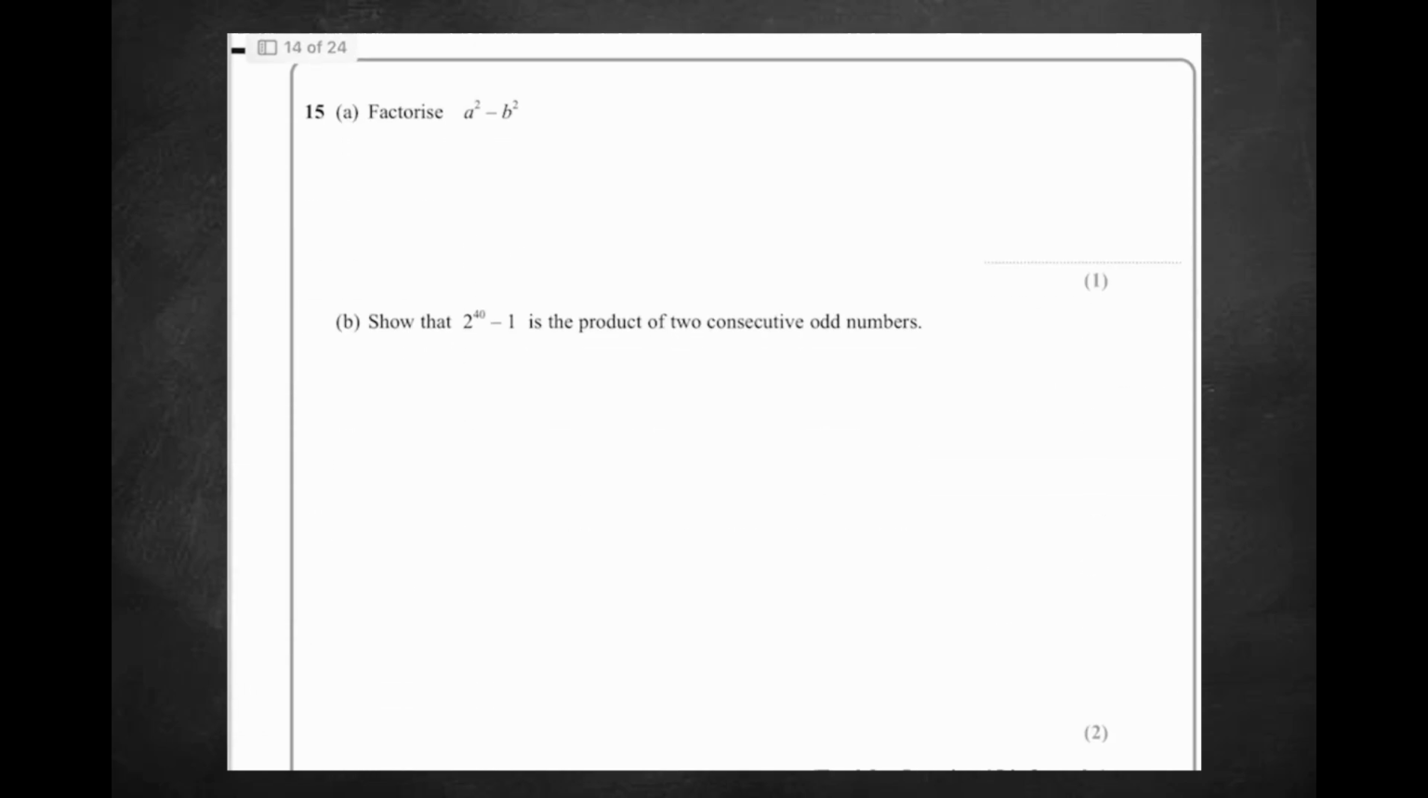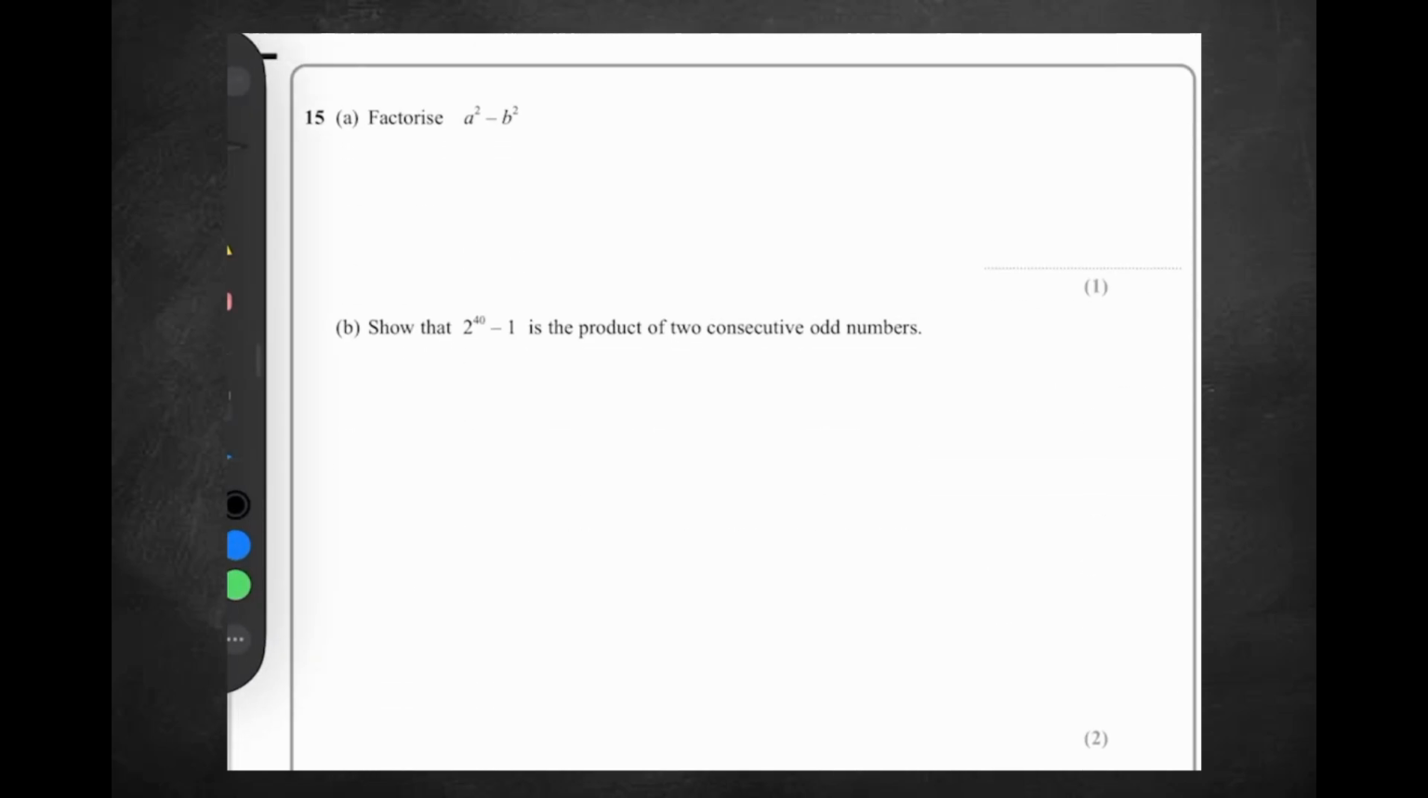Question 15a. Factorize a squared minus b squared. That is just simply a plus b, a minus b, as your a, b terms cancel out.